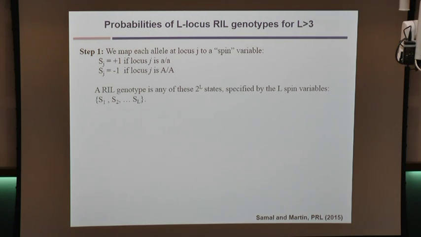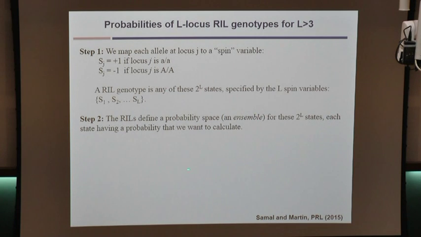So what we do is that you can try denoting the homozygous state small a by small a at a given locus by the spin variable +1, and the capital A by capital A by the spin variable -1. So if you convince yourself, if there are L loci, there are 2 to the power L RIL genotypes, and in the spin notation there are 2 to the power L states.